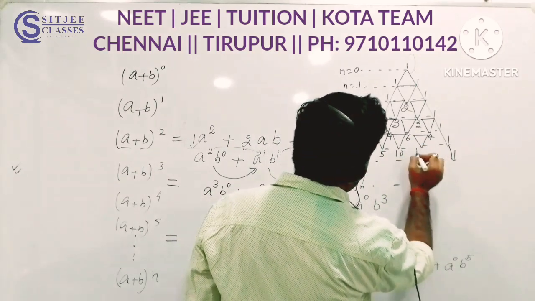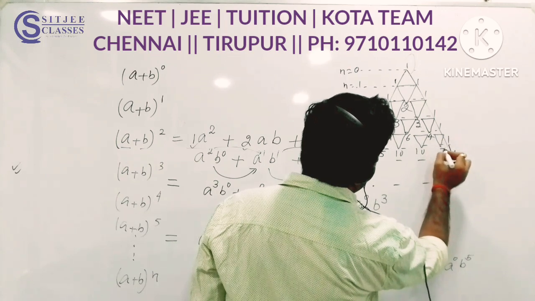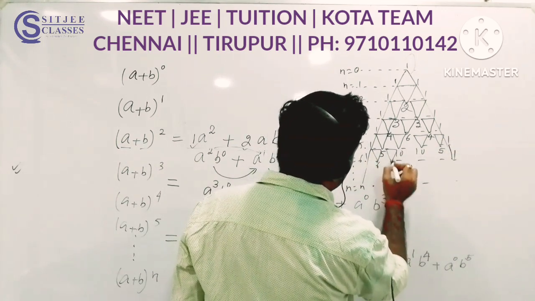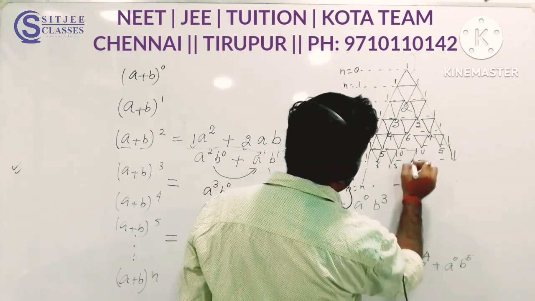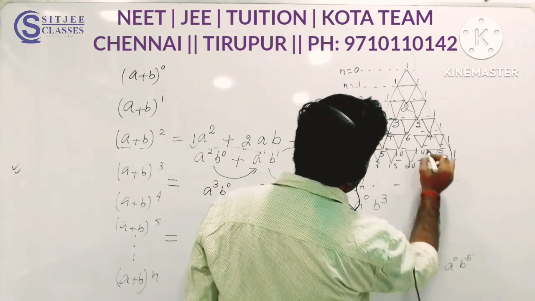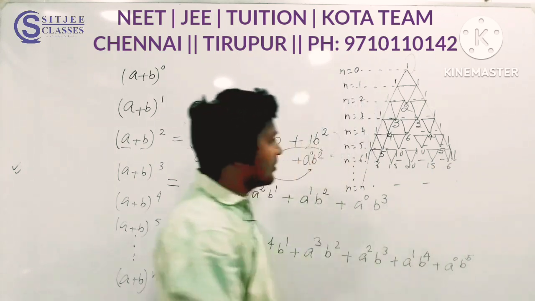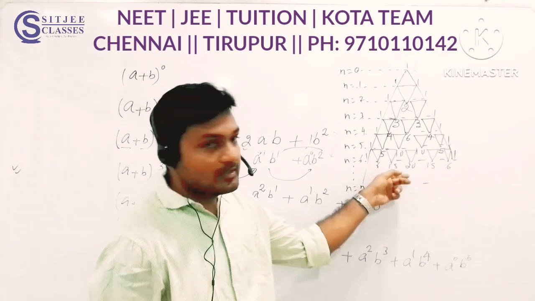Again, 4 plus 6 is how much? 10. 1 plus 4 is how much? 5. Again, next level: 1 plus 5 is 6. 5 plus 10 is 15. 10 plus 10 is 20. 10 plus 5 is how much? 15. 1 plus 5 is how much? 6. Yes or no? So this corresponds to level 6.